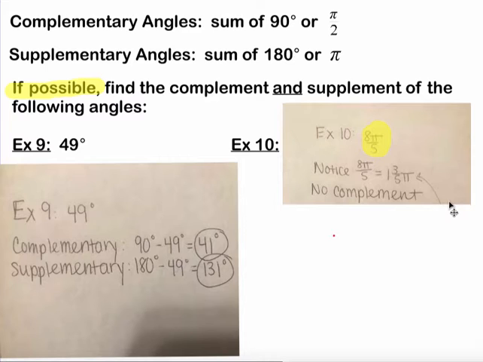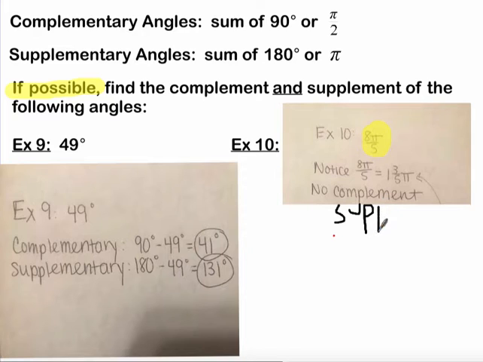If something is larger than a semicircle, an angle measurement larger than 180, can it have a complementary angle? No. So my question to you now is, can this one also have a supplementary? If it's 1 3/5 pi, it's larger than a semicircle. The answer is no. So there's also no supplementary angle. So there's no supplement. I'm not going to write the whole thing out, but you get the idea.